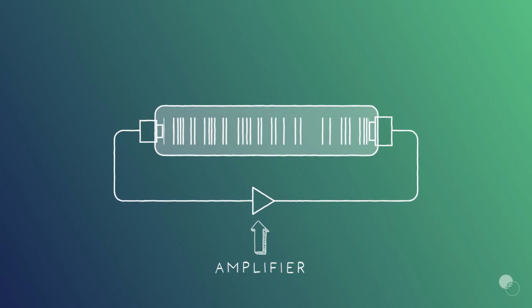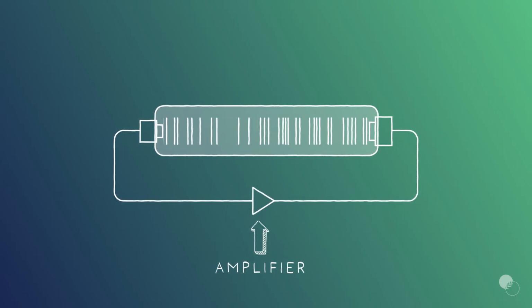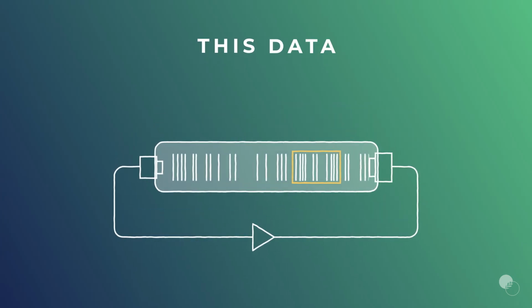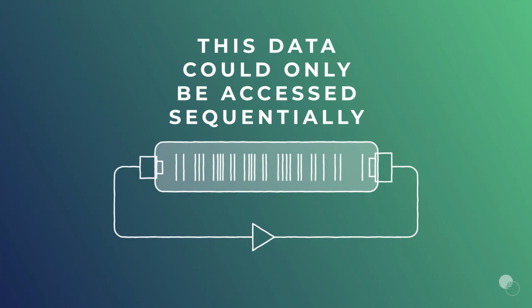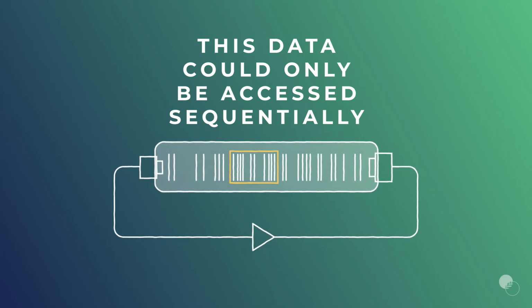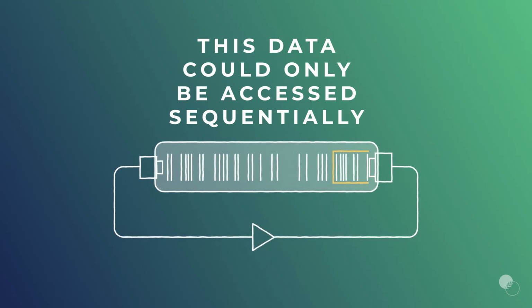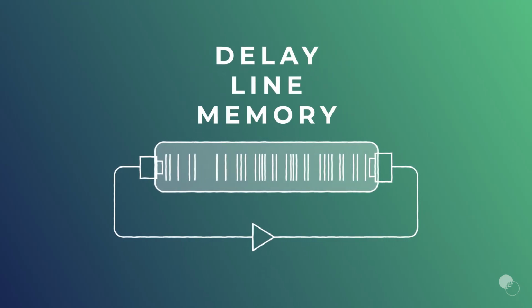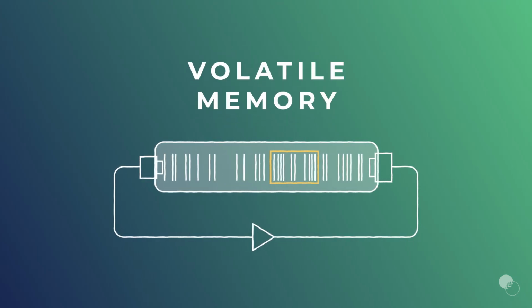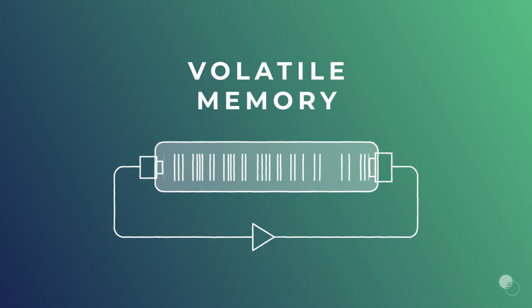A remarkable solution. But despite this, there were many limitations to this process. One of the major ones being that this data could only be accessed sequentially, meaning if you wanted to access a particular piece of data, you had to wait for it to loop back round again, leading to it being called delay line memory. It was also an example of what would come to be known as volatile memory, meaning it would only be stored for as long as power was maintained.